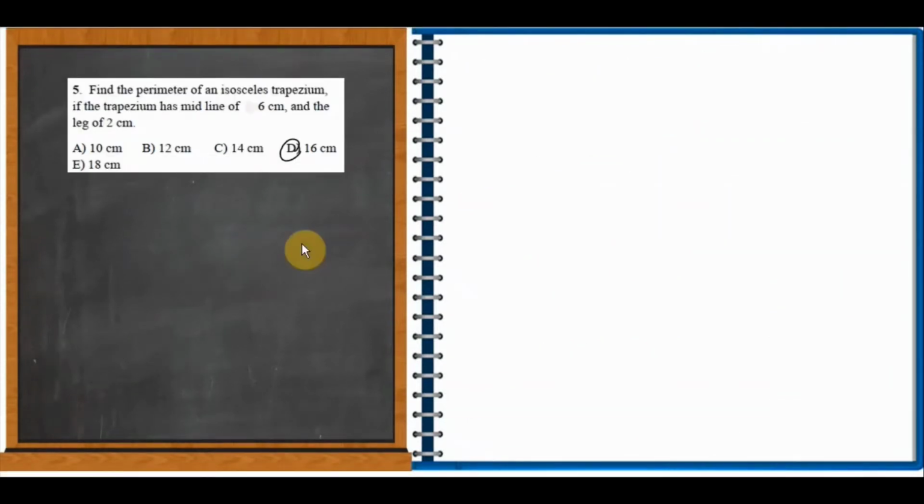Number 5, we must find the perimeter of an isosceles trapezium if the trapezium has a midline of 6 cm and a leg of 2 cm. What is a trapezium? It's a quadrilateral that has exactly 2 parallel sides. They are not equal, but in our question it's given that this is isosceles. The legs are equal, so they must be equal.